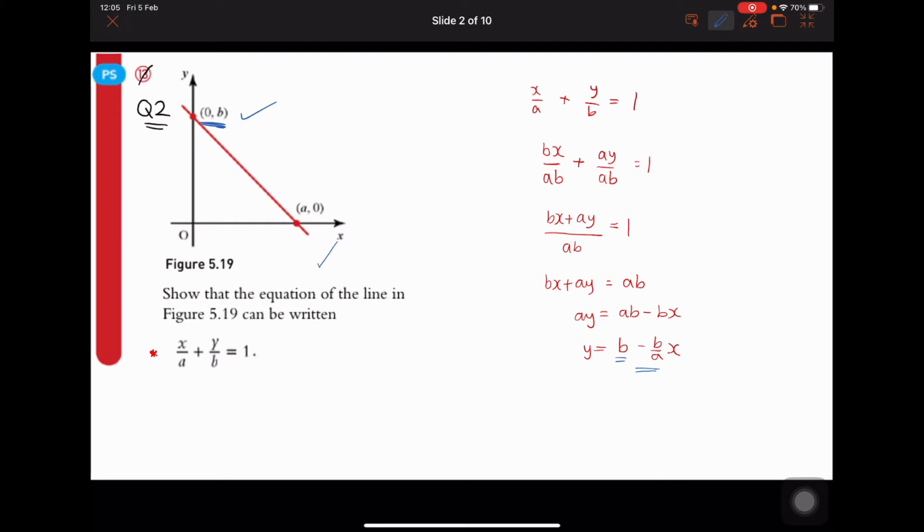Now we need to check the x-intercept. So for the x-intercept, y has to be 0, so I'll substitute y equals 0 into the equation above. So y equals 0, 0 equals b take away b over a x. So add b over a x to both sides, you get b equals b over a x.